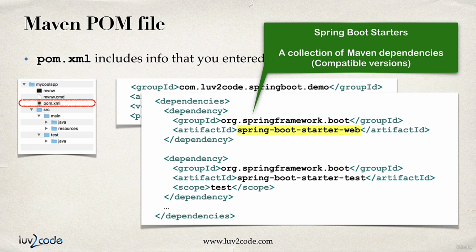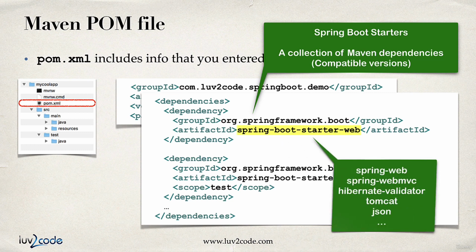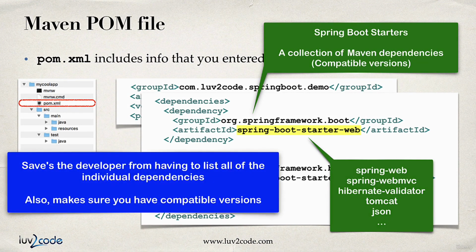So for example, we have this Spring Boot starter web. Well, this is really a collection of dependencies. It's a collection of Spring Web, Spring Web MVC, Hibernate Validator, Tomcat, JSON. So what this does is that it saves the developer from having to list all of the individual dependencies, and also makes sure you have compatible versions. So kind of think of it as a one-stop shop for grabbing some dependencies for your given application. And it makes it really, really easy. I like this approach.